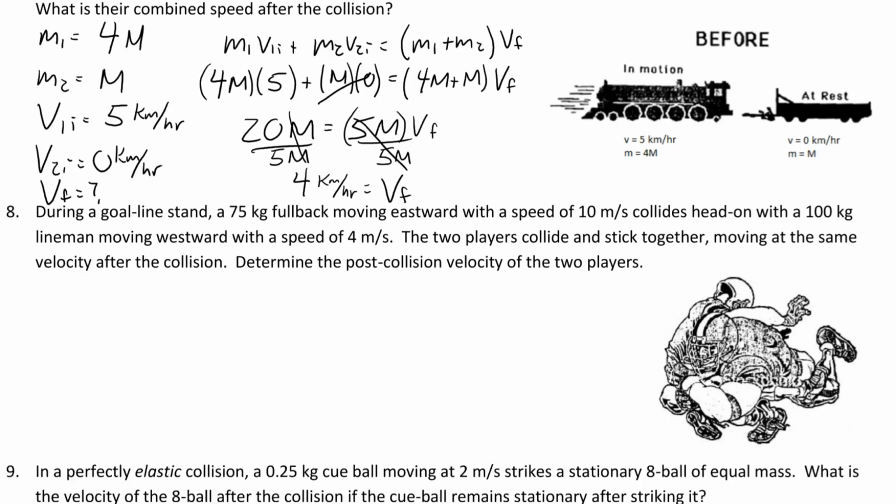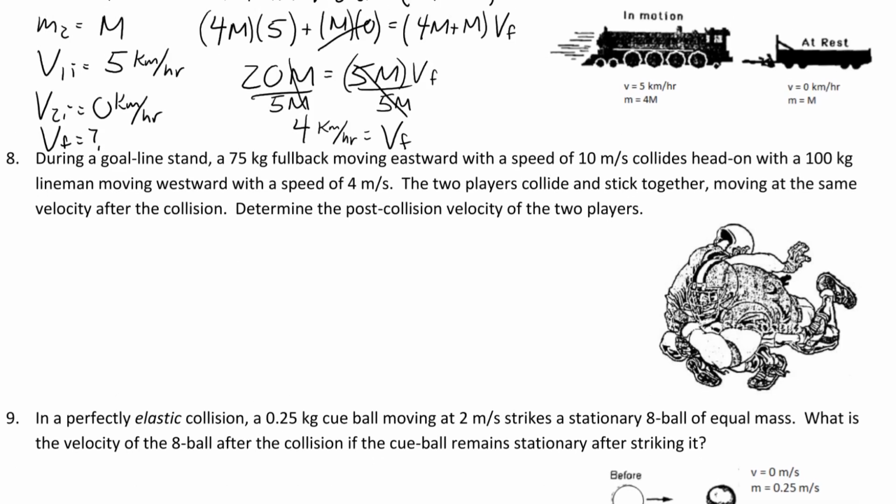Okay. Number 8 says, during a goal line stand, a 75 kilogram fullback moving eastward with a speed of 10 meters per second. So we'll call that m1 is equal to 75 kilograms. The velocity of the first one initially is 10 meters per second. And they're colliding head-on with a 100 kilogram lineman. So m2 is equal to 100 kilograms. And that lineman is moving westward with a speed of 4 meters per second.